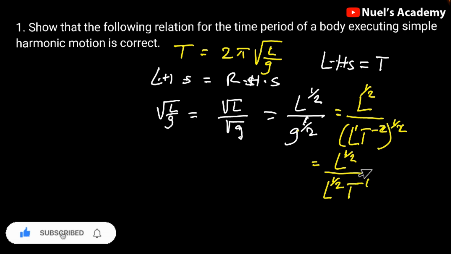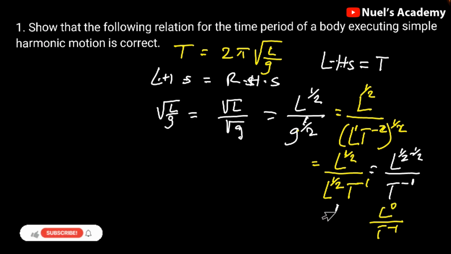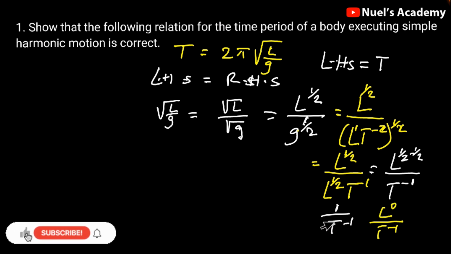Alright, so this now is equal to L raised to power half minus half, this half that is at the denominator, then over T raised to power negative 1. So half minus half is equal to 0. So you have L raised to power 0, then over T raised to power negative 1. L raised to power 0 is equal to 1, then over T raised to power negative 1. Now 1 over T raised to power negative 1 is equal to T. So as you can see, the dimension of the right hand side is equal to the left hand side. So this relation is correct. Let's move to the next question.